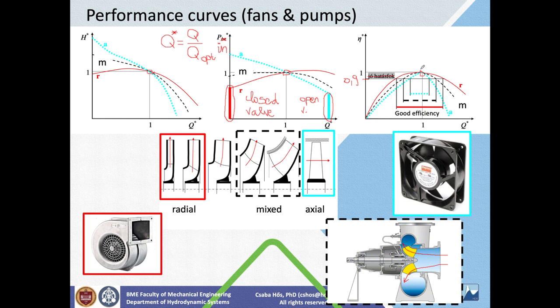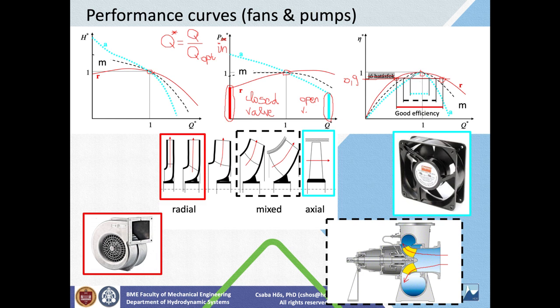Now, if you take a radial machine, then everything between these two intersection points has a higher efficiency than 90%. So for a radial machine, this range is relatively wide. That means that you can change the flow rate in a wide range and still get good efficiency.